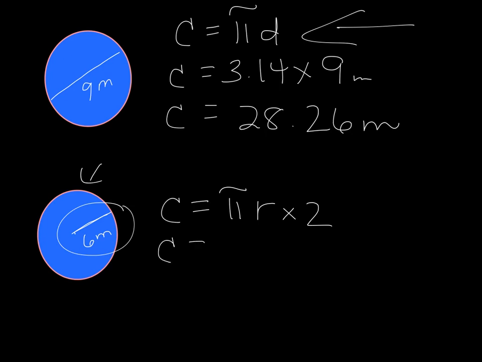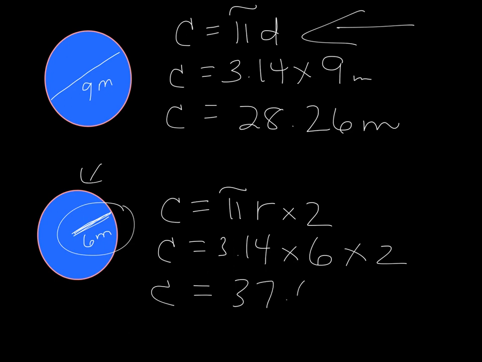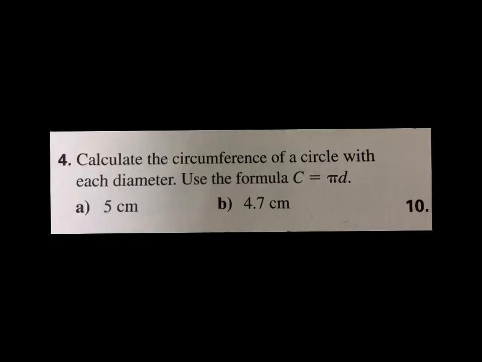So in this case, it is 3.14 times 6, which is the radius here, times 2. And that answer is 37.68 meters. Okay, so that's pretty much it. That's the formula for circumference, and I'm going to attach your question right here on the next page.